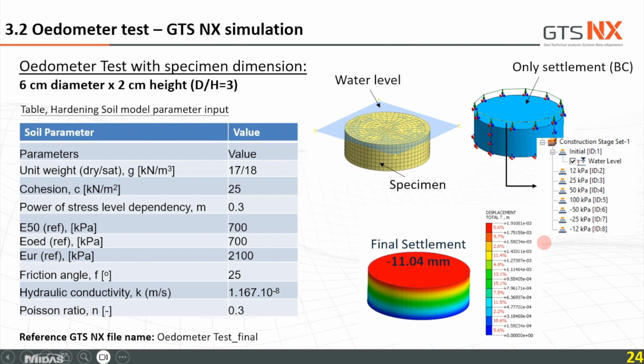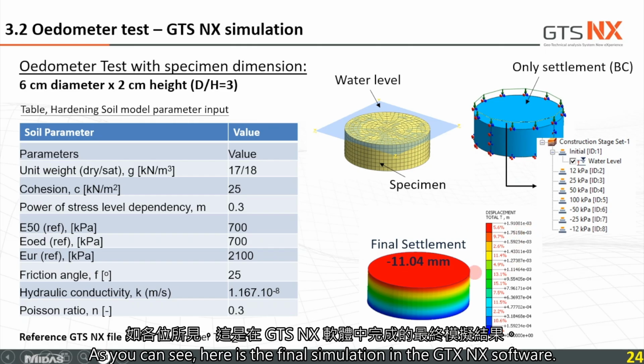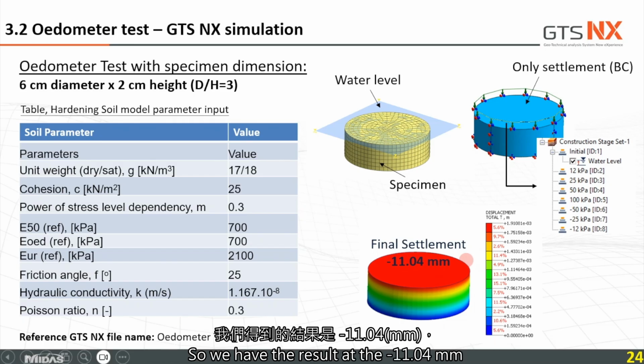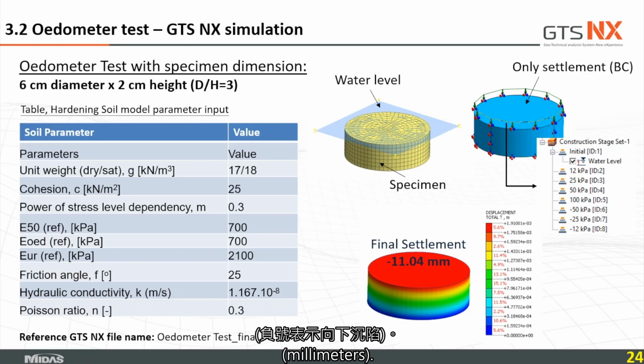So as you can see, here is the final simulation in the GTS NX software. We have the result at minus 11.04 millimeters. So that is the simulation result.